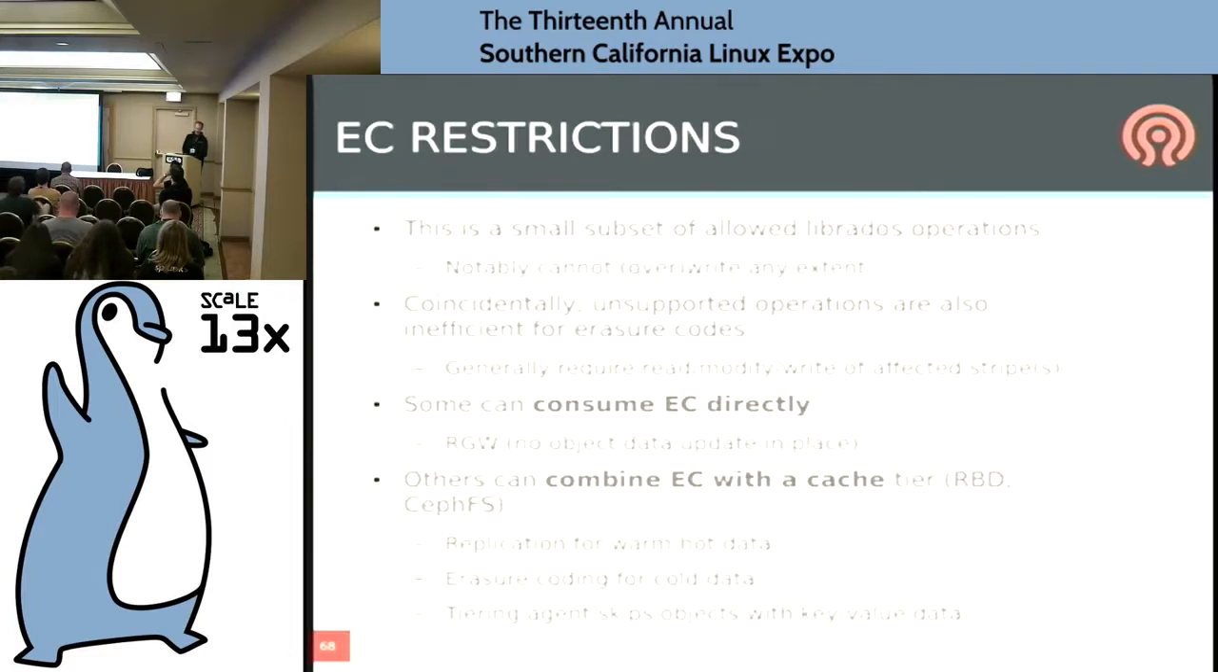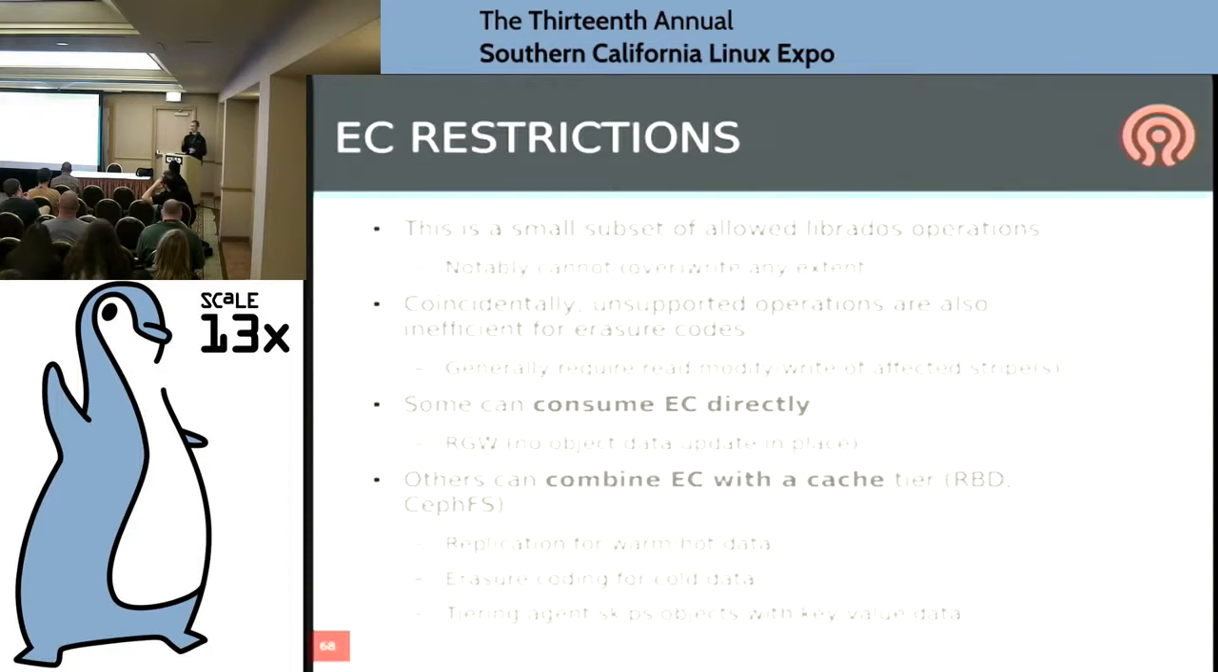So you'll notice that this is a small subset of the allowed Librados operations. Librados is this very rich API that lets you mutate objects. You can store attributes, keys, values. You can push code onto the OSDs to do some custom weird transactional object. You can do crazy stuff with Rados. The erasure coded pools take a small subset of that. But it so happens that the things that we don't support for erasure coded pools are also the things that, based on first principles, are really inefficient for erasure codes.